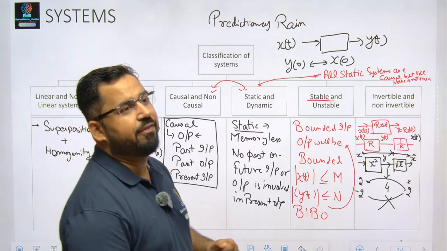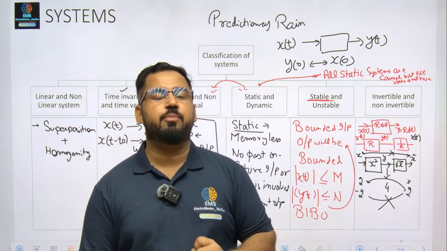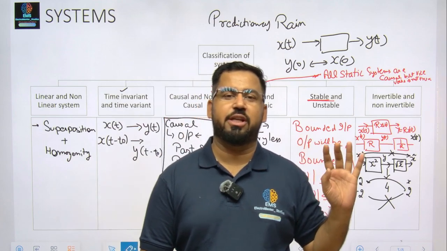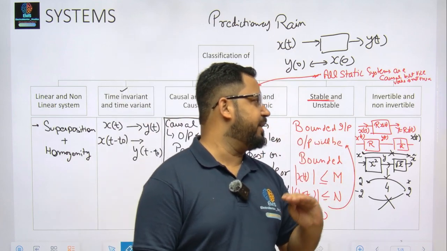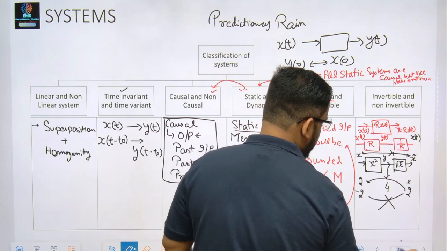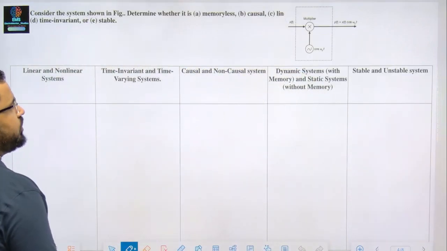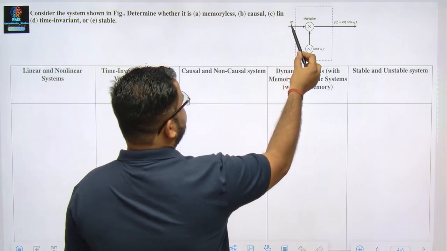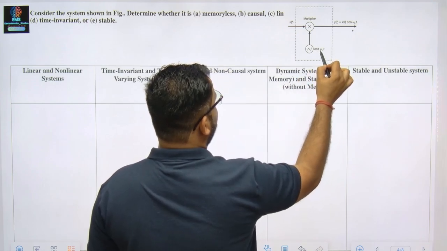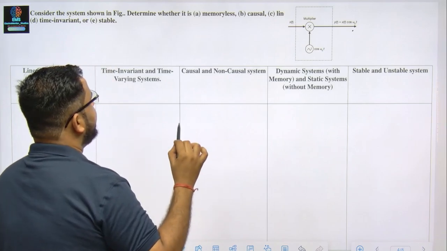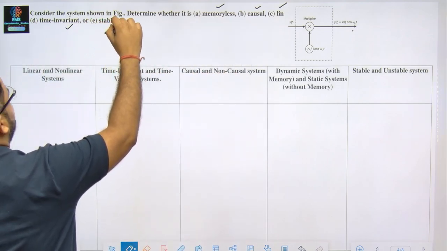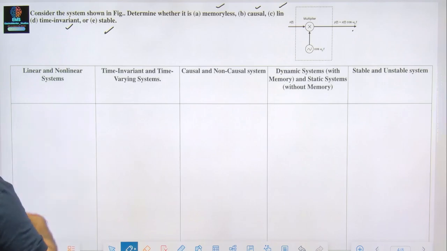So these are the classifications of the system. We need to identify whether a specific system is linear or non-linear, time variant or invariant, causal or non-causal, static or dynamic, and stable or unstable. And at times they ask you invertible and non-invertible too. So let's take the first question. The first question says x(t) is an input, y(t) is an output, which is nothing but multiplication of cos(omega c t) with x(t). And he wants us to find out whether the system is memoryless, causal, linear, time invariant, or stable. So let's start with linearity first.